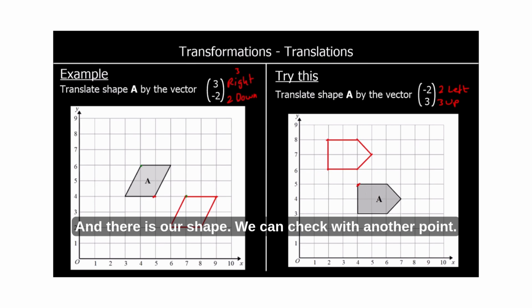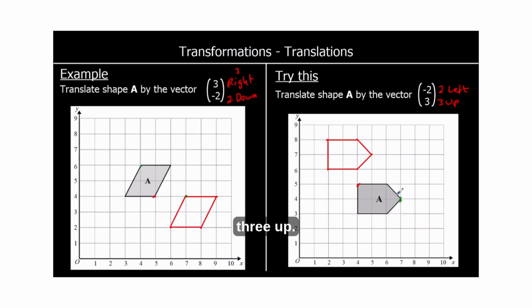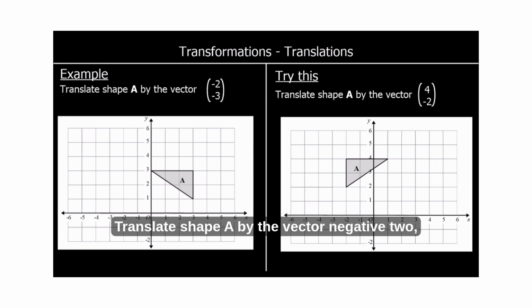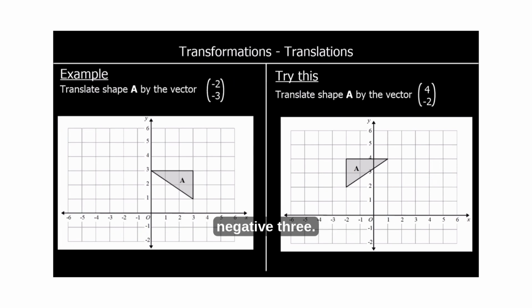And there is our shape. We can check with another point. So 2 left, 3 up. And another one of these. So translate shape A by the vector -2, -3.